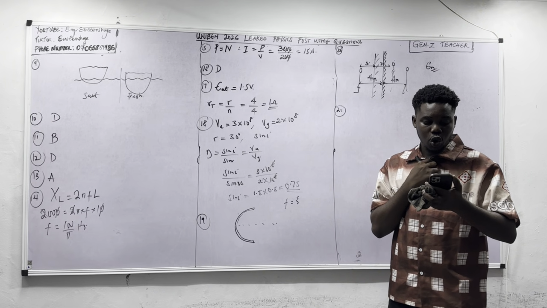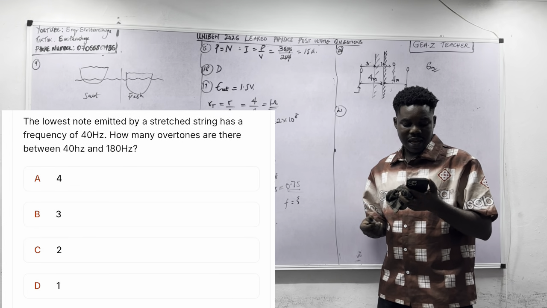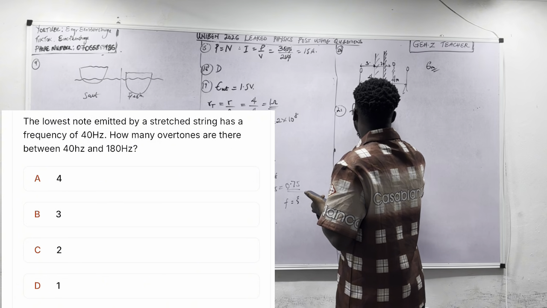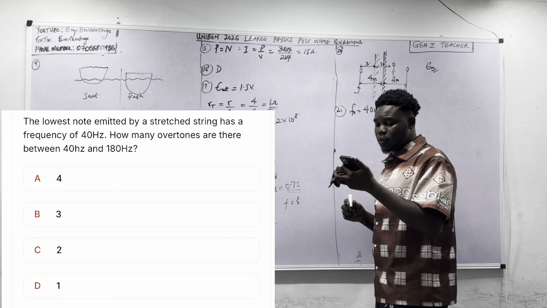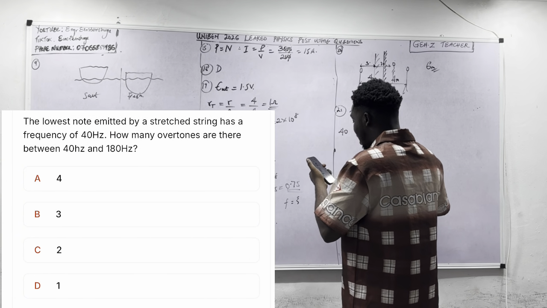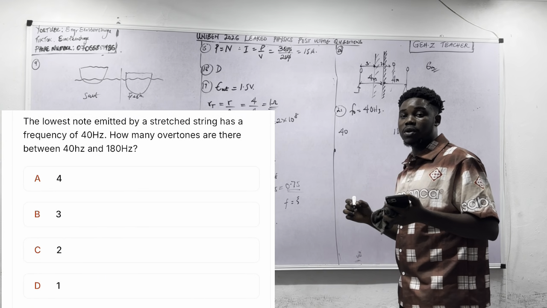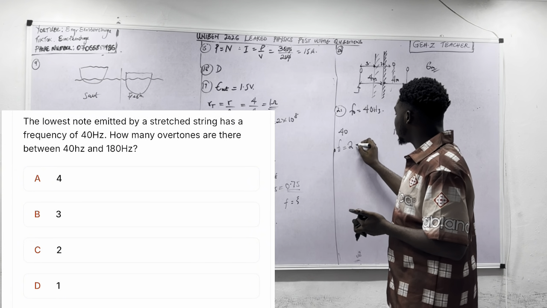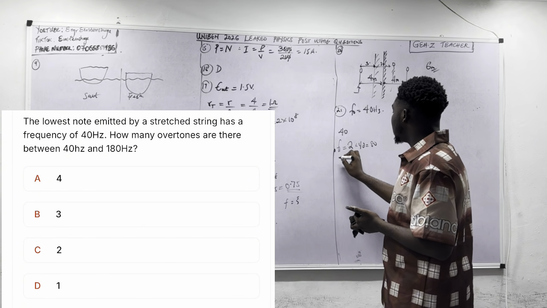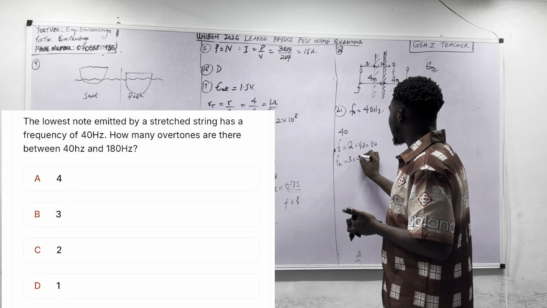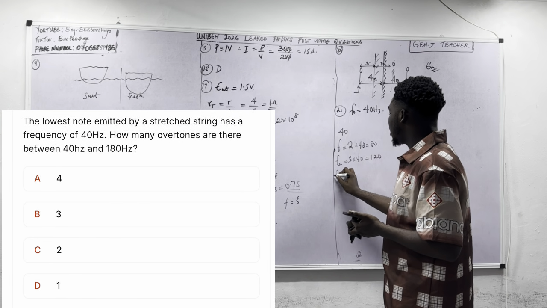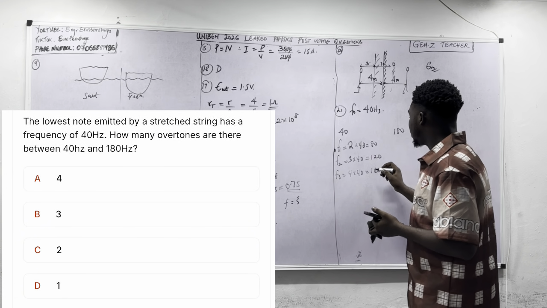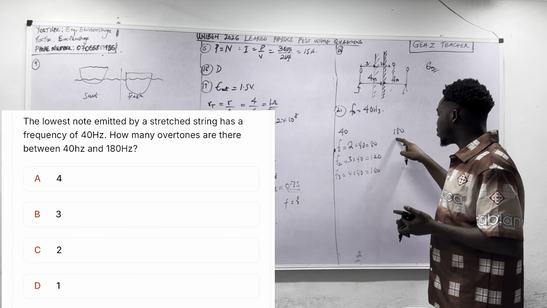Number 21, the lowest note emitted by a stretched string has a frequency of 40 Hz. That's the fundamental frequency, 40 Hz. Now we're told how many overtones are there between 40 and 180. Now quickly remember, for stretched strings, the first overtone is 2 times the f naught. So 2 times 40 will give you 80. The second overtone is 3 times the fundamental, that should be 120, and the third should be 4 times fundamental, and that's 160. Now check, these values are in this range from 40 to 180.